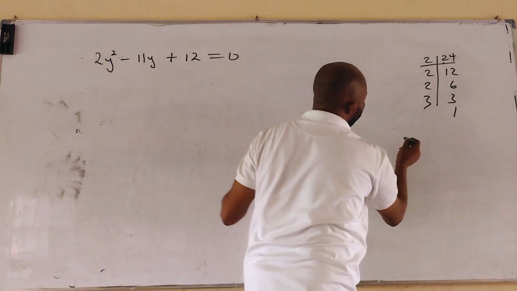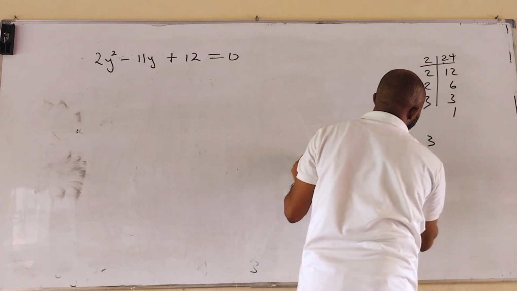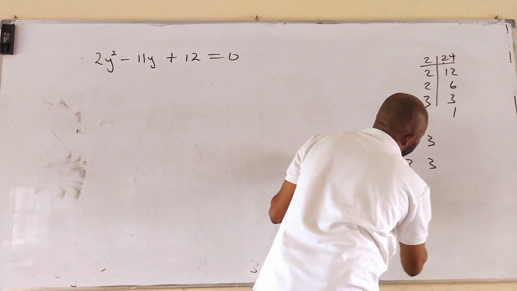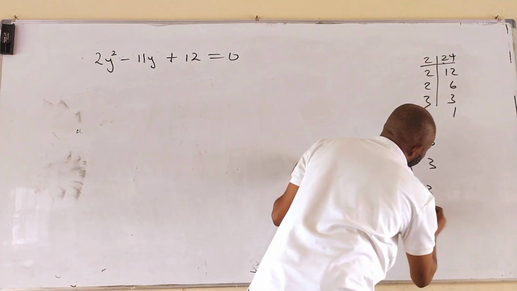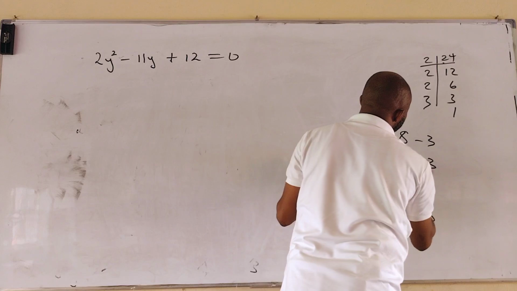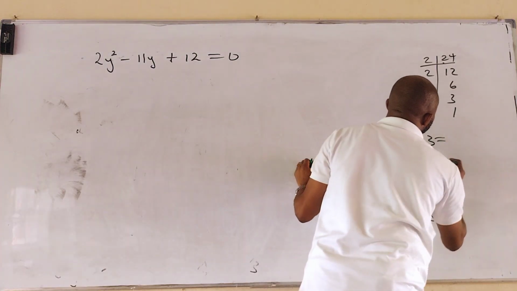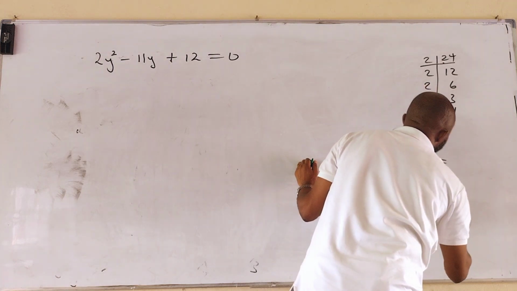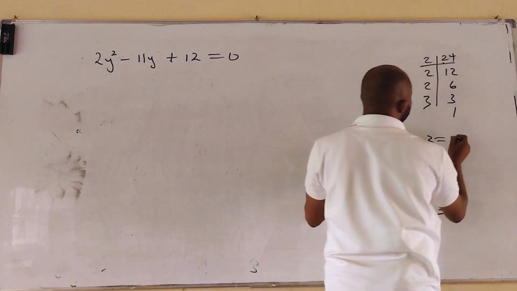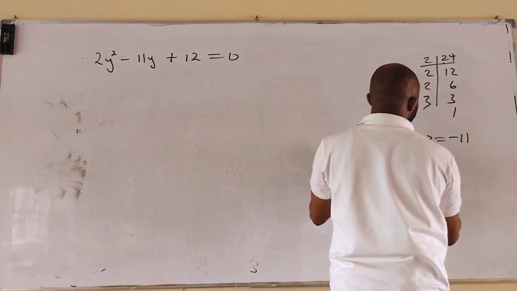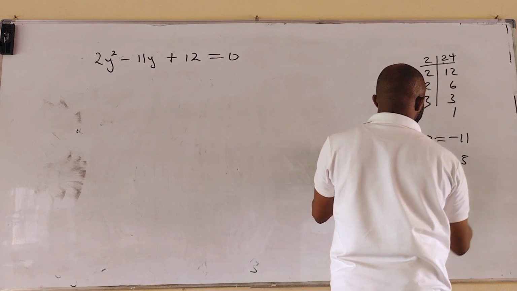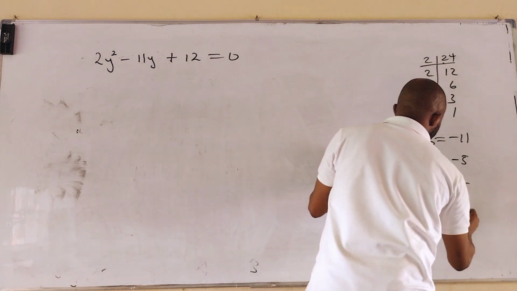So we now have 8 and 3. Minus, minus, minus, plus, plus, minus, plus, plus. Minus 8 minus 3 is minus 11. Minus 8 plus 3 is minus 5. Plus 5, plus 11.